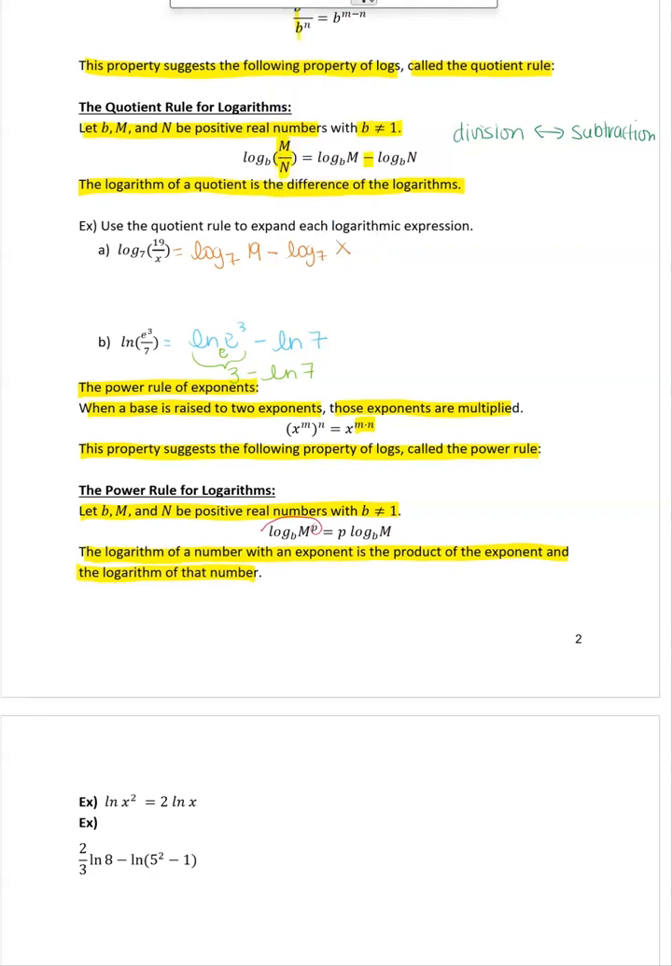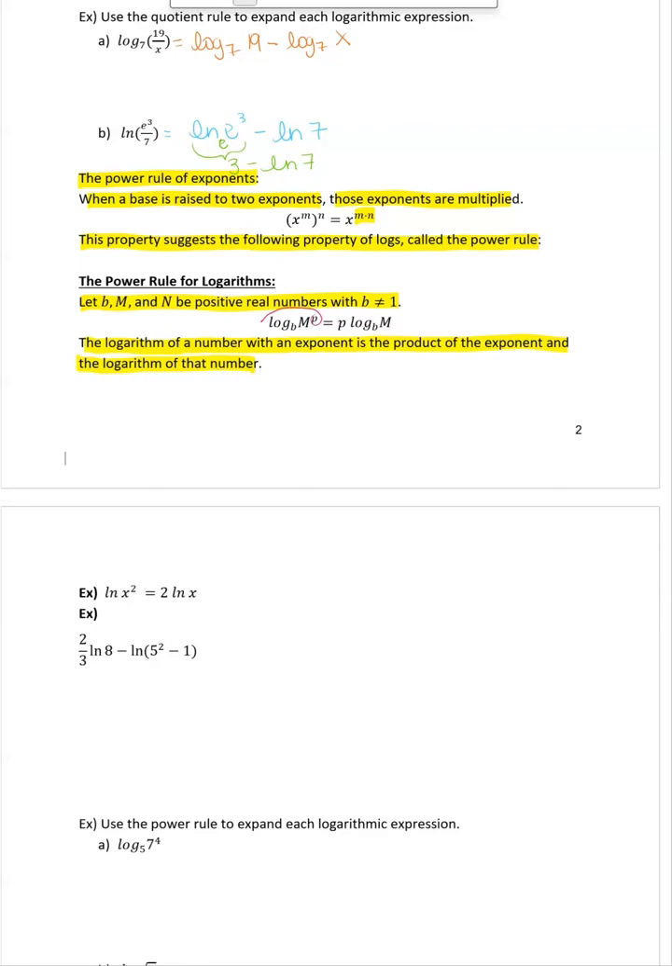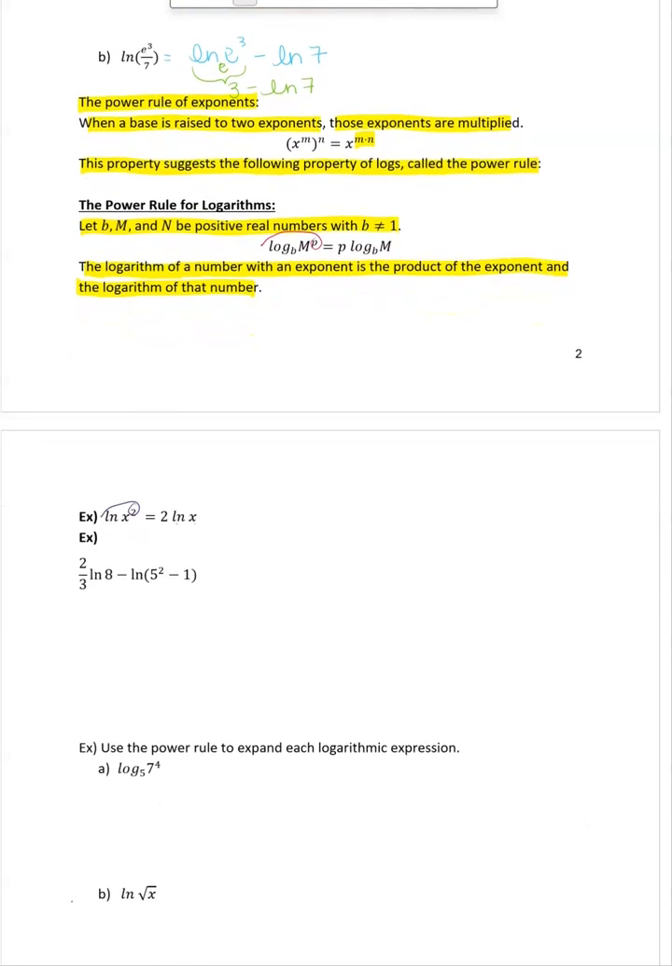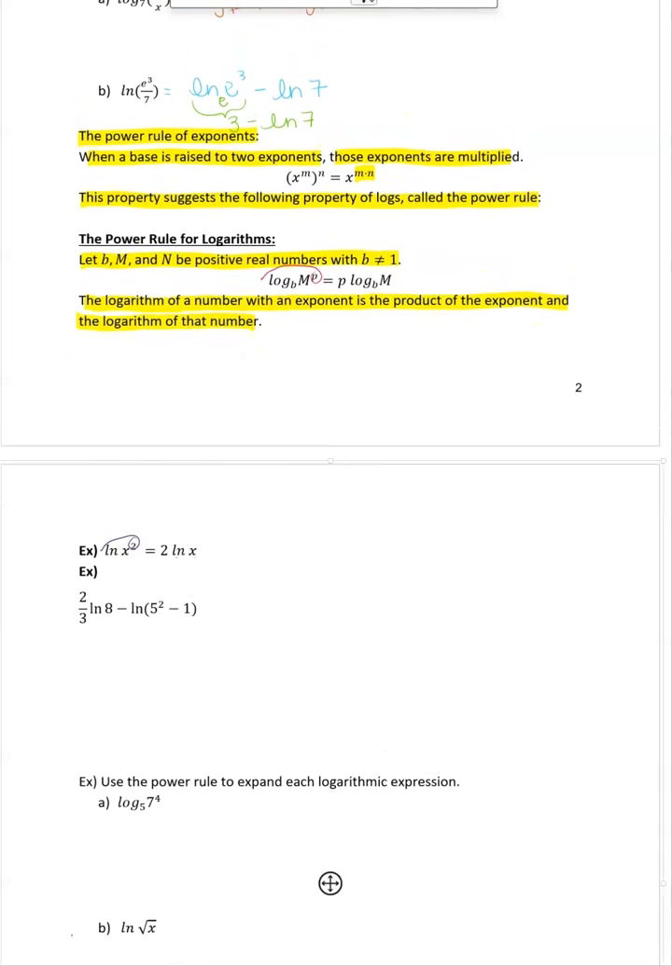Alright. Well, I kind of did this first one for you, but we have ln x squared. So we would lasso the 2 and bring it to the front, and that's how we get 2 ln x. Okay? Now this one, instead of taking a short one and breaking it apart, we're going to take a longer one and put it back together, and this is called condensing.